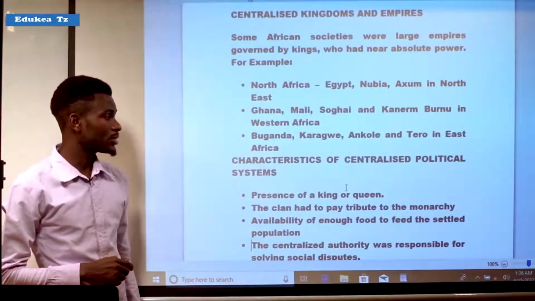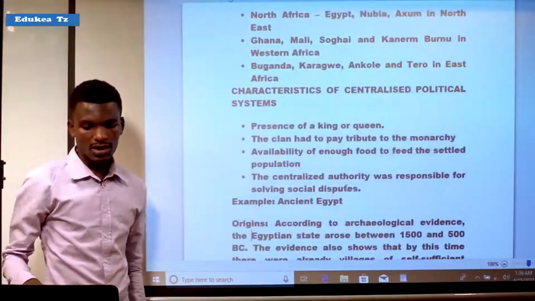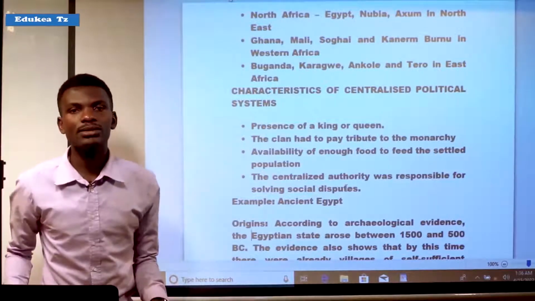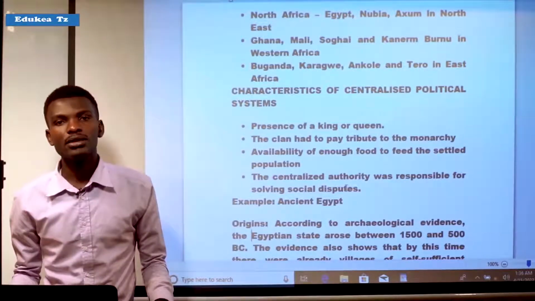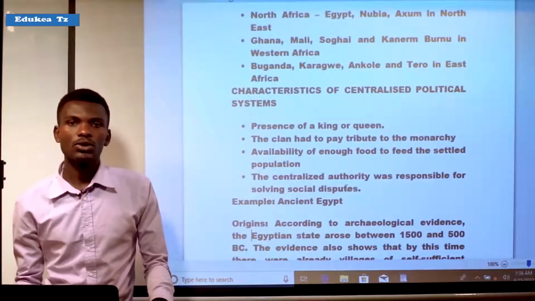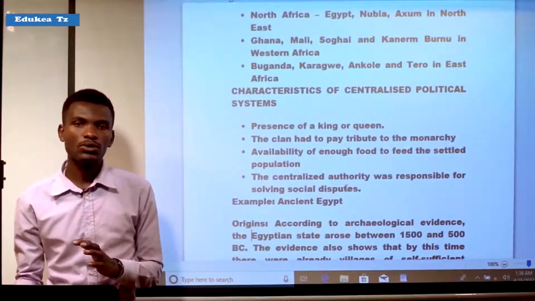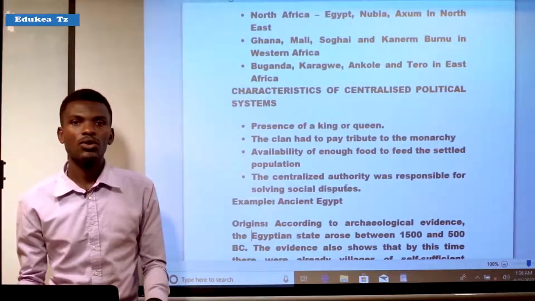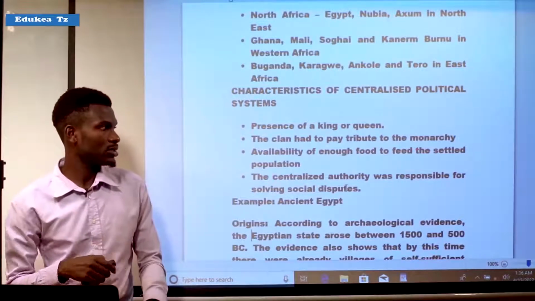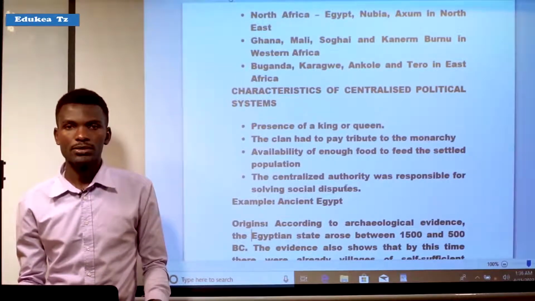After looking at the examples, let us see the characteristics of a centralized political system. The first characteristic was the presence of a king or queen. It means that centralized states were governed by a king or queen as the leader or top authority of the society or kingdom. So every centralized state had its queen or king to govern that society. Another characteristic was that the clans had to pay tribute to the monarch, the king.